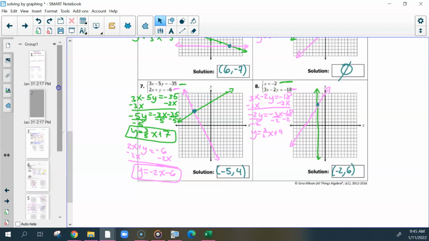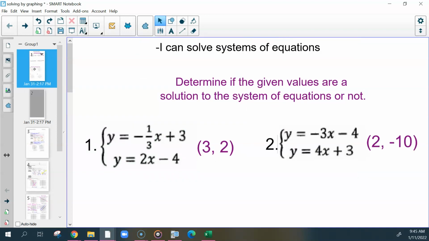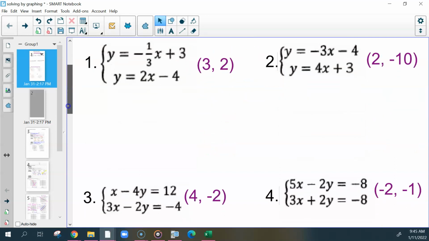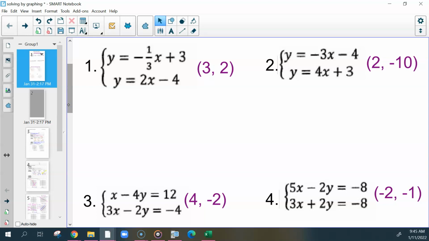I want you to find the page that looks like this. This is a really good way to check yourself. Let's say you find a solution after you've graphed it, but you're not sure if that's right because it doesn't look like it should be right, or maybe something was up. So we're going to do a couple of these. If we are given a solution, or if we find a solution, we want to check it.